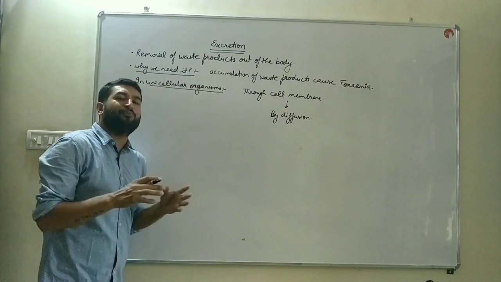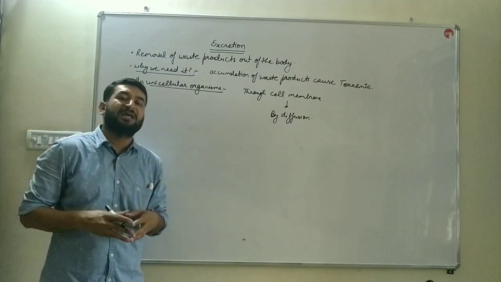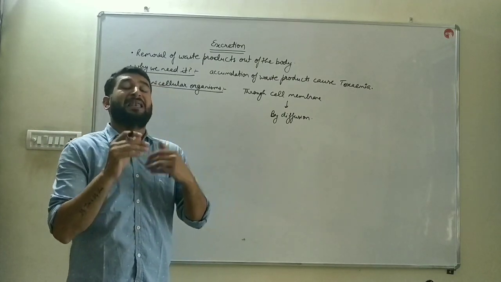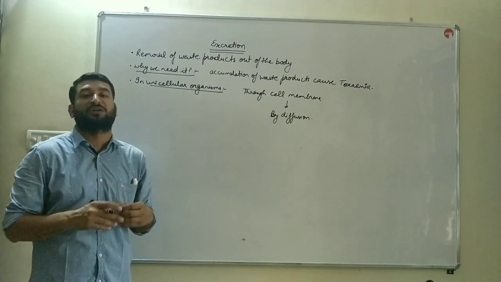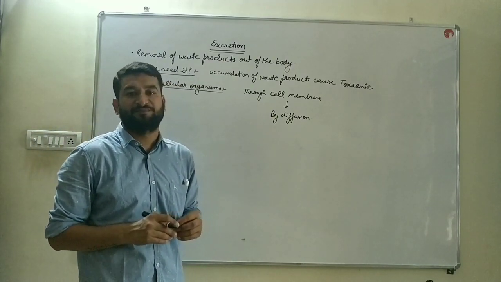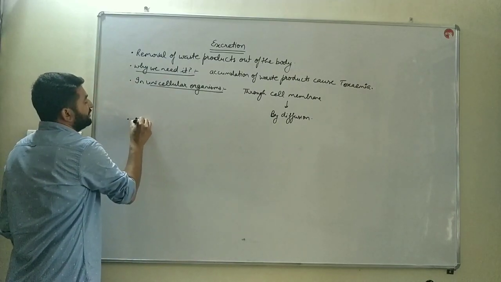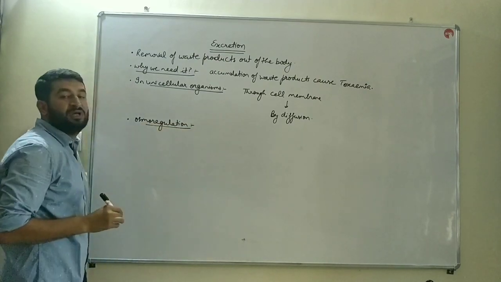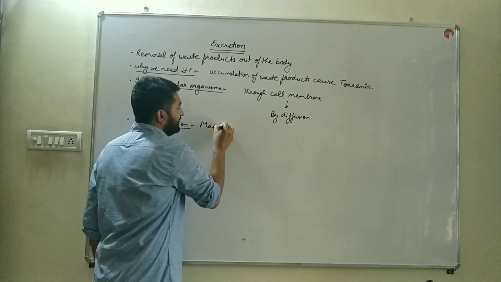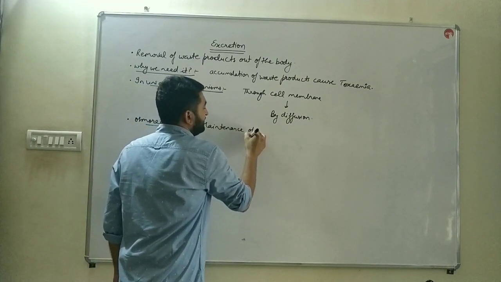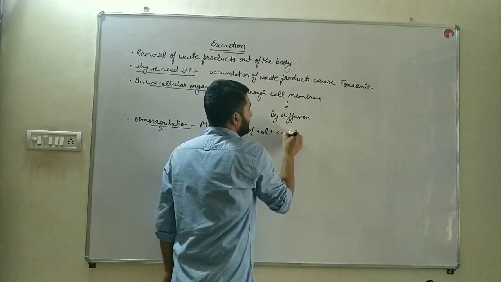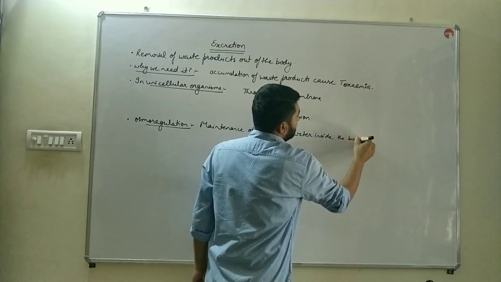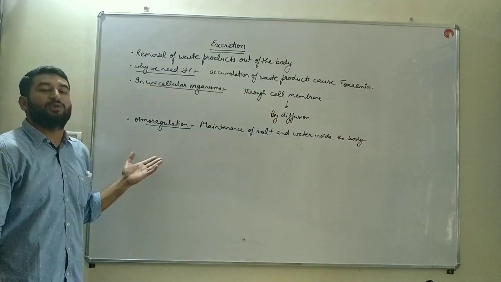Along with the diffusion, there is a vacuole present in those organisms. In some unicellular organisms, that vacuole is known as the contractile vacuole. The contractile vacuole also helps in maintaining the balance of salt and water inside the body of the unicellular organism. This maintenance of salt and water inside the cell of an organism is known as osmoregulation.